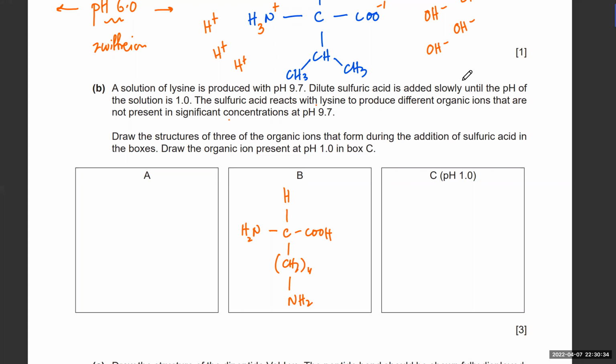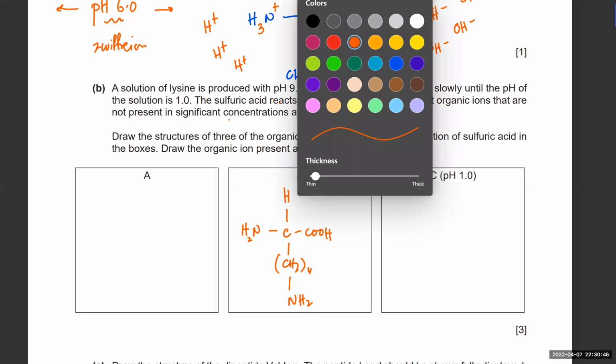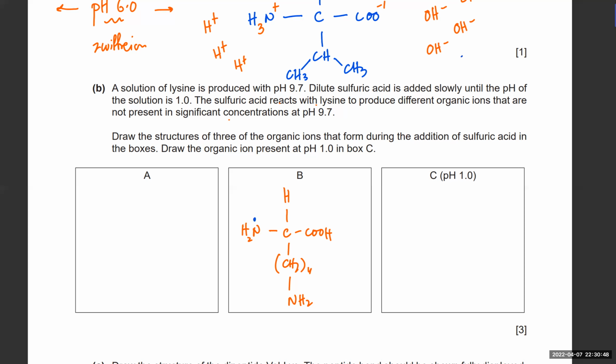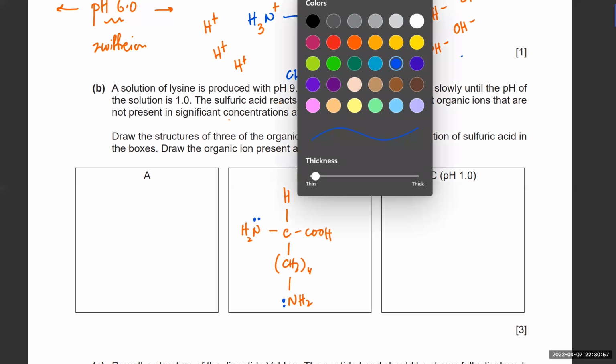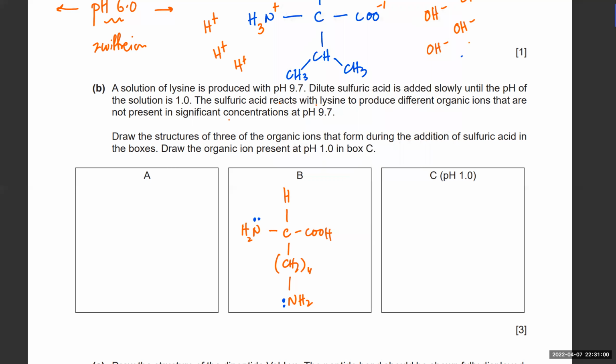So sulfuric acid is added slowly until the pH of the solution is 1. So it's highly acidic. If it's highly acidic, you've got NH2 over here and you've got NH2 over here. This molecule has 2 lone pairs or 2 basic groups. So what are the 3 ions that are going to be formed? Either this NH2 ends up gaining H plus 1.